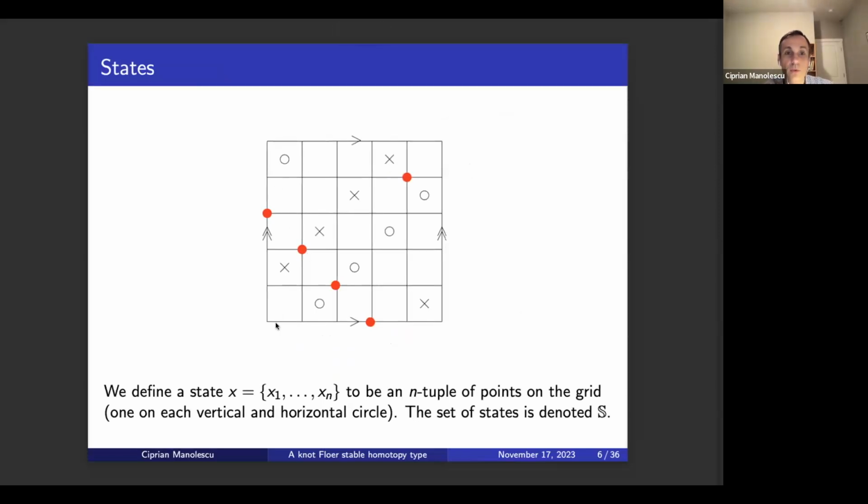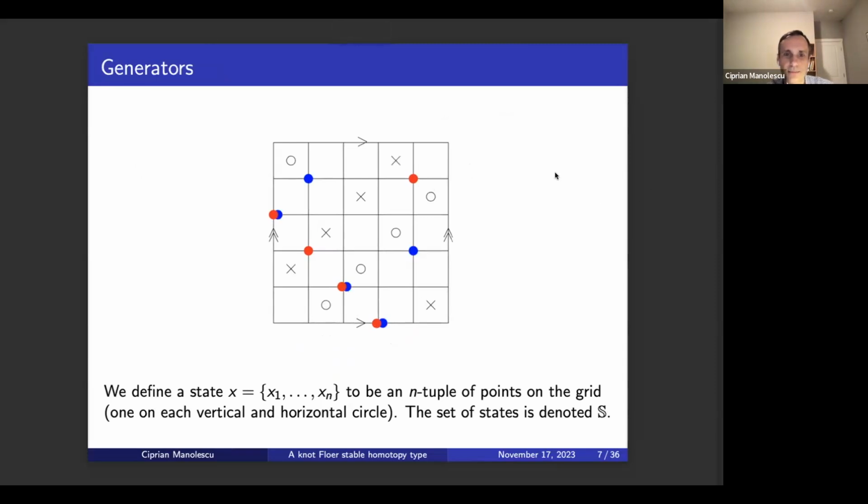Oh yeah, and we put it on the torus, so we identify the opposite sides of the square. Now we define a state to be an n-tuple of points on the grid, one on each vertical and one on each horizontal circle. There are n factorial states. So the collection of these red points is a state. Here's another state, the collection of the blue points.